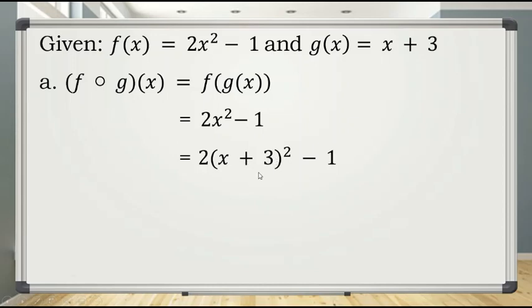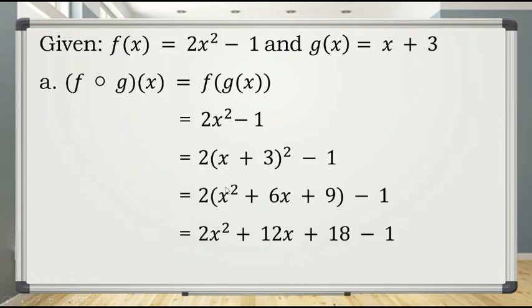So, x plus 3 squared is the same as x plus 3 times x plus 3. You can use FOIL method to find its product. So, we have, bring down 2, the product of x plus 3 quantity squared is x squared plus 6x plus 9. Bring down negative 1. Next, distribute 2 to each term of the trinomial. So, we have 2 times x squared is 2x squared, 2 times positive 6x is 12x, 2 times positive 9 is positive 18, and then bring down negative 1.